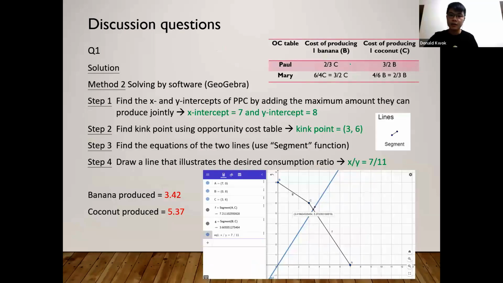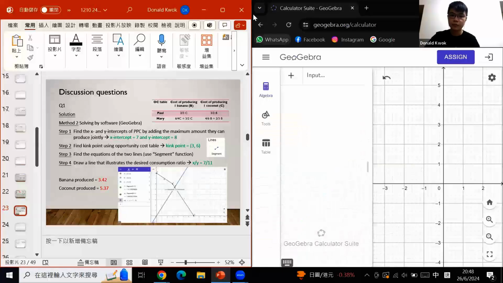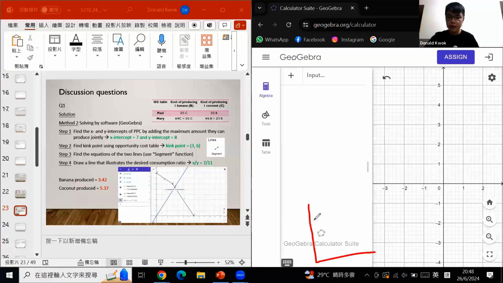Okay, so at this point of time, let me shift my screen to GeoGebra. All right, so you can see the slide and also GeoGebra. So the idea to use GeoGebra is that if we're able to plot a PBC, something like this, and also the desired ratio, then the intersection between the PBC and the desired ratio is essentially the answer to this problem. And this is the intuition of using GeoGebra to complete the problem.